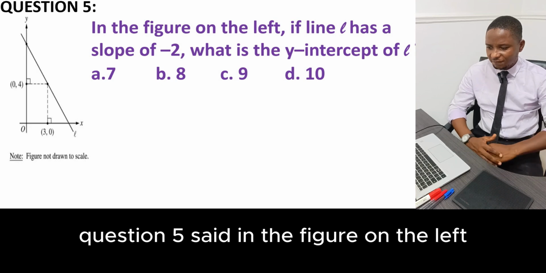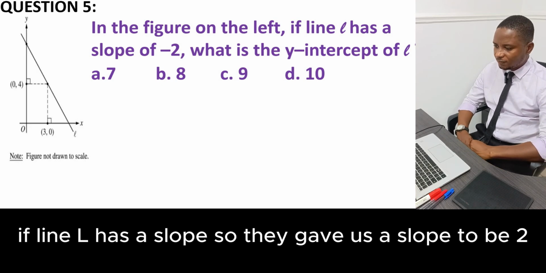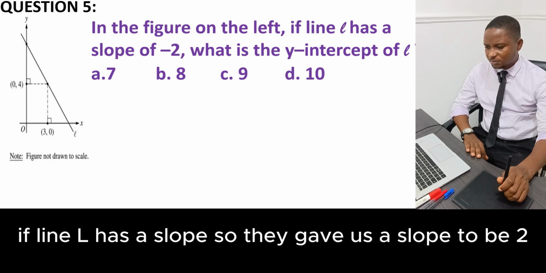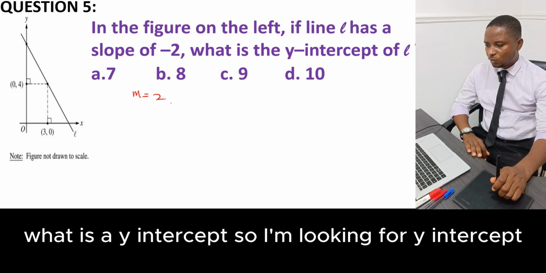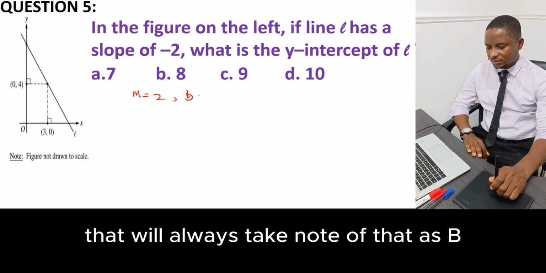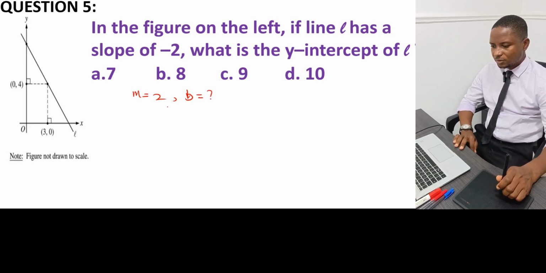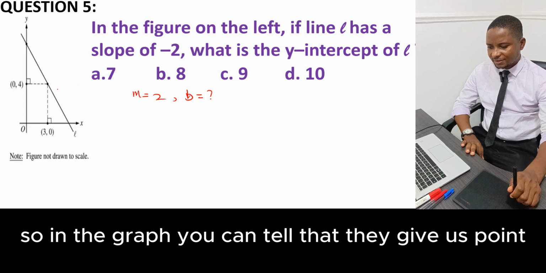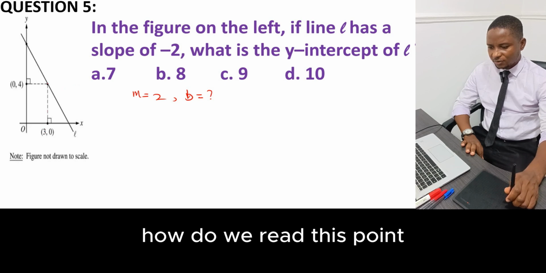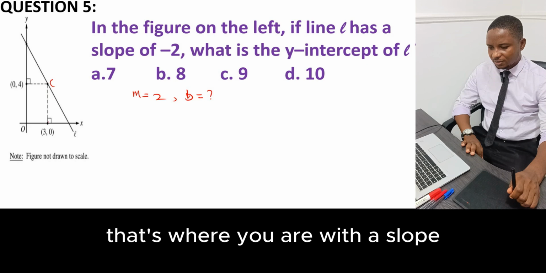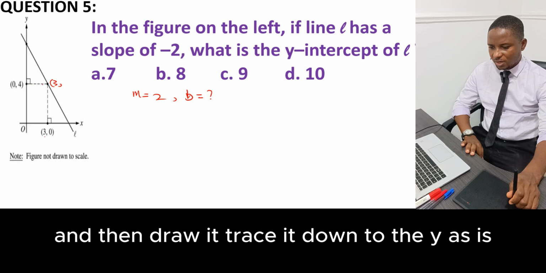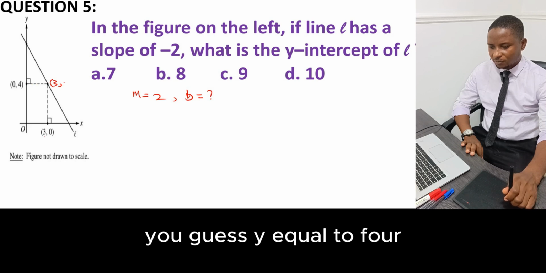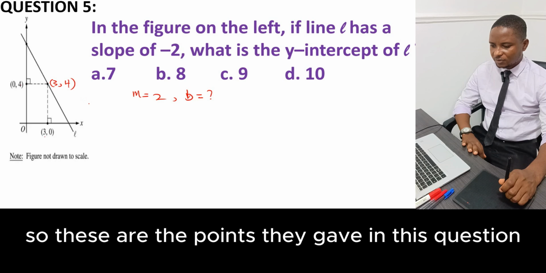Question 5 said, in the figure on the left, if line L has a slope, so they gave us a slope to be 2. So take note of your information. So I have my M equal to 2. What is the y-intercept? I'm looking for the y-intercept, which I said earlier that I will always take note of as B. In the graph, you can tell that they gave us points. How do we read this point? Your x value, take it down. That's where you have it as 3. Then trace it out to the y axis, and you get y equal to 4. So these are the points they gave in this question.